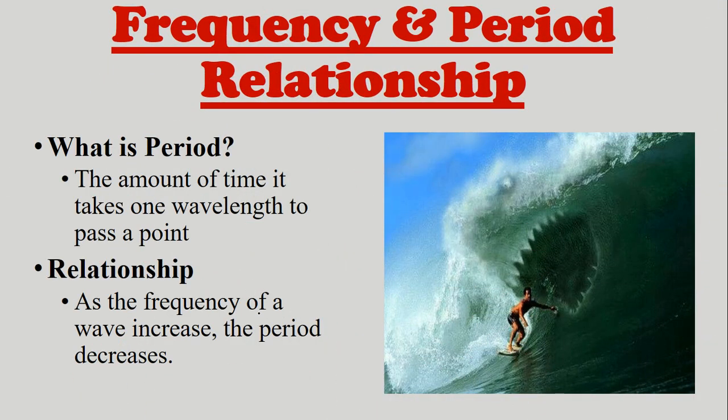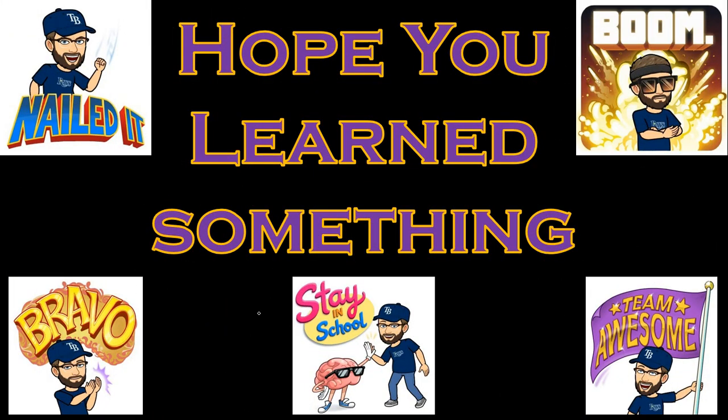So the last relationship is frequency and period. Now, what is a period? It is the amount of time it takes for one wavelength to pass a point. The relationship here is if you increase your frequency, you decrease your period. Because you're having more waves coming in, it's not going to take that long for a wavelength to pass a point. I can't really draw it out because I can't really show time up here on a PowerPoint. These are the type of relationships you would see with the different wave parts.